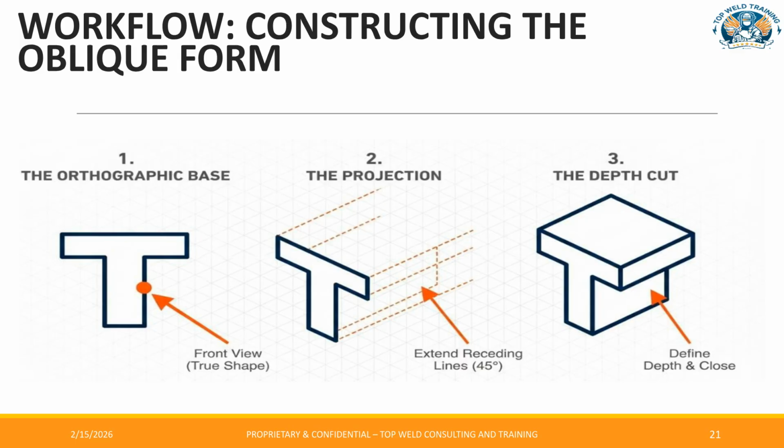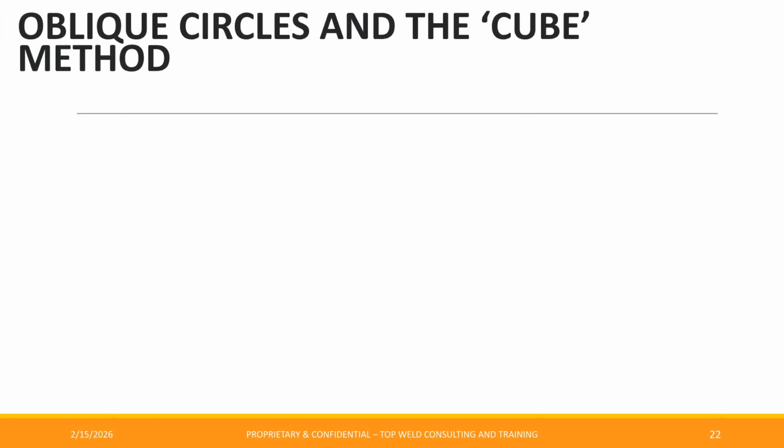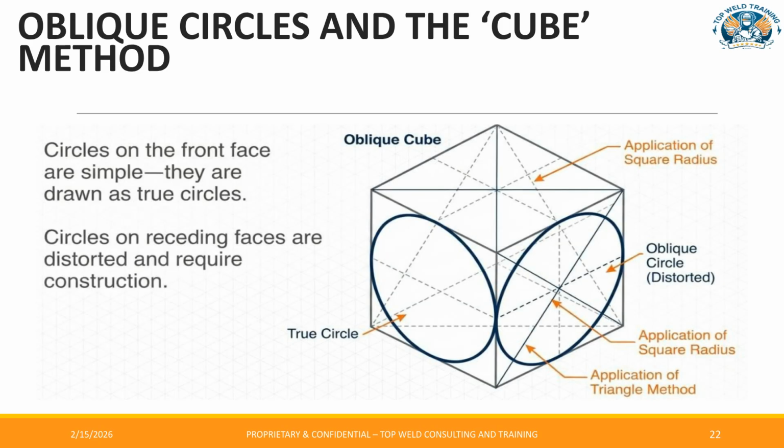Connecting these points forms the complete 3D volume based on your initial front face layout. When dealing with oblique circles, use the cube method. By sketching the circle within an oblique projected square or cube, you can maintain the correct proportions and alignment of the curve within the skewed perspective.